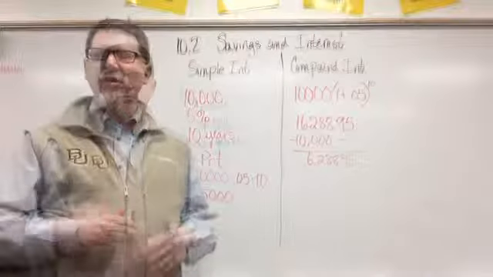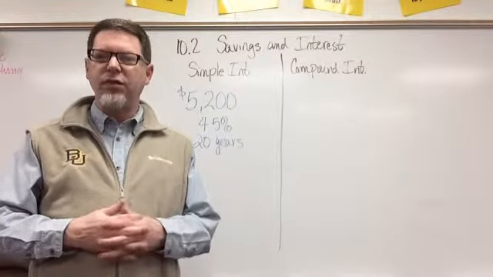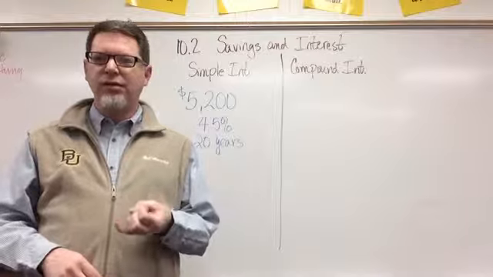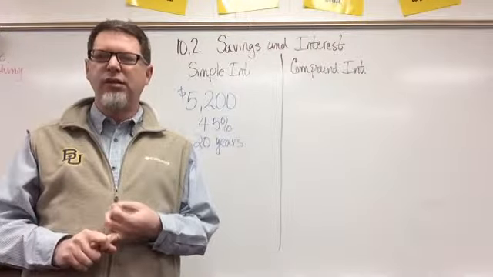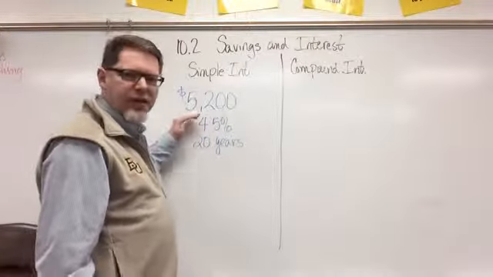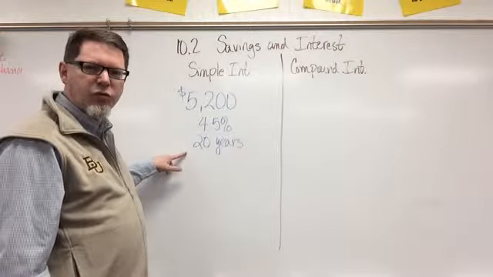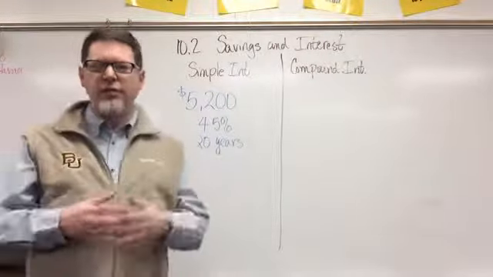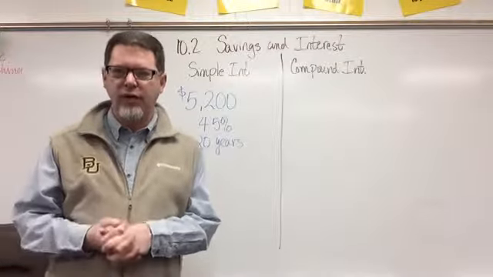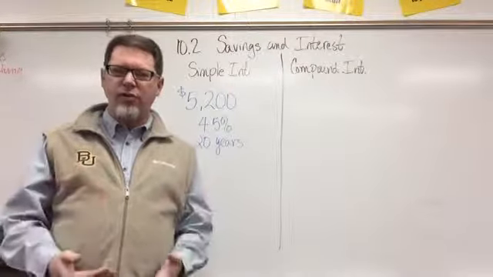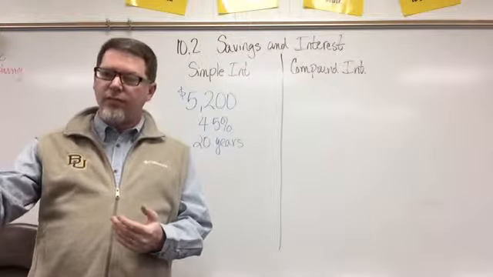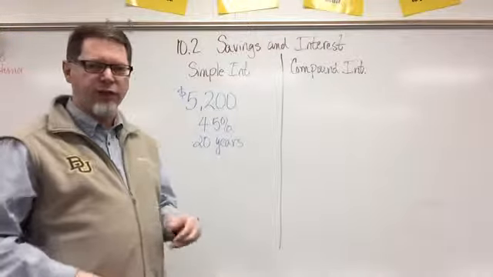For your practice problem tonight, what I'd like for you to do is calculate the simple interest and the compound interest for this scenario. I have $5,200 at 4.5% interest for 20 years. So I'm going to deposit that money and keep it in the bank for 20 years. That may be something like your grandparents do and then they give it to you when you graduate college. Or you could possibly do that later on for your grandkids.